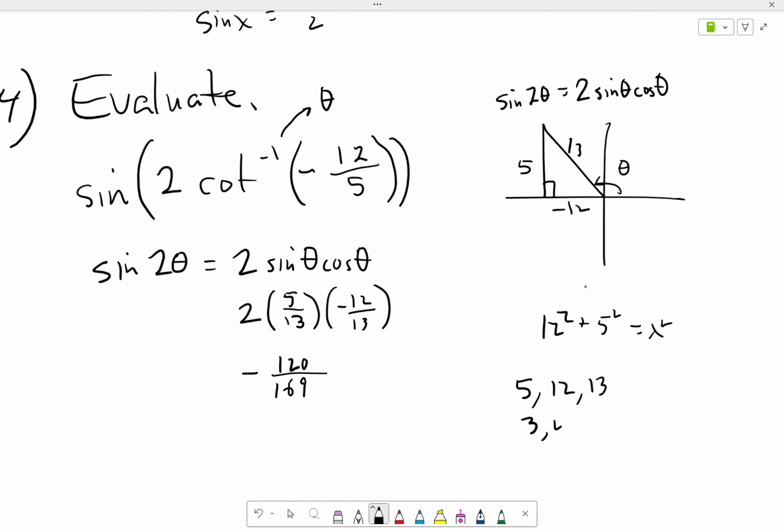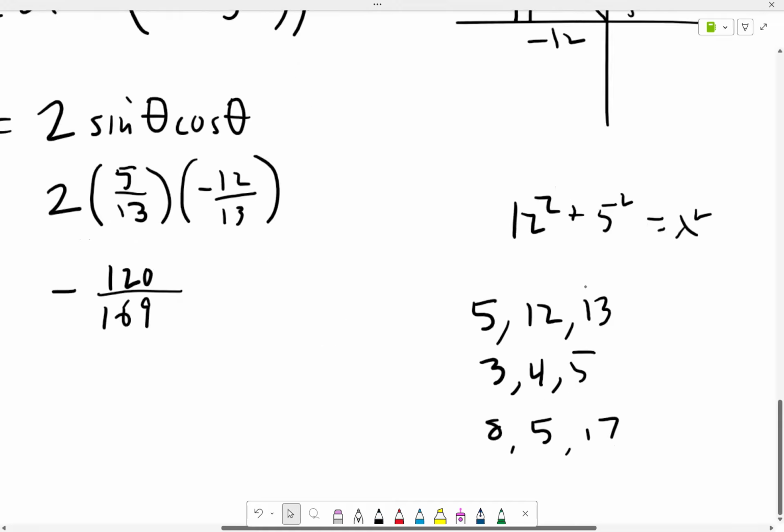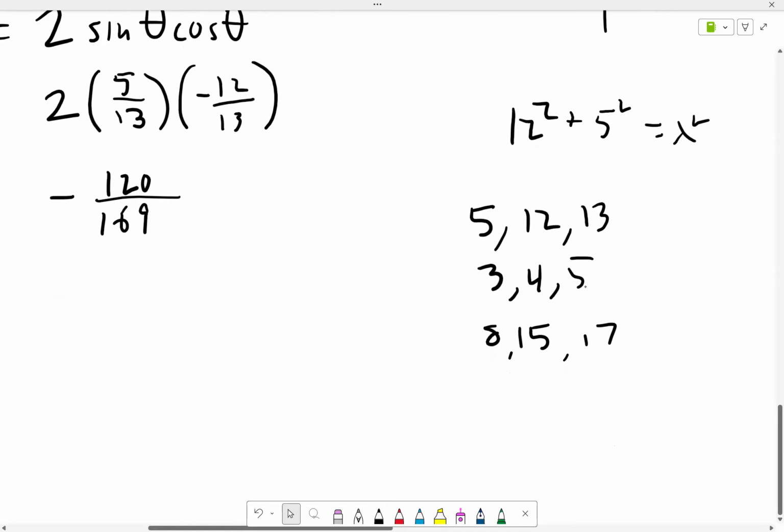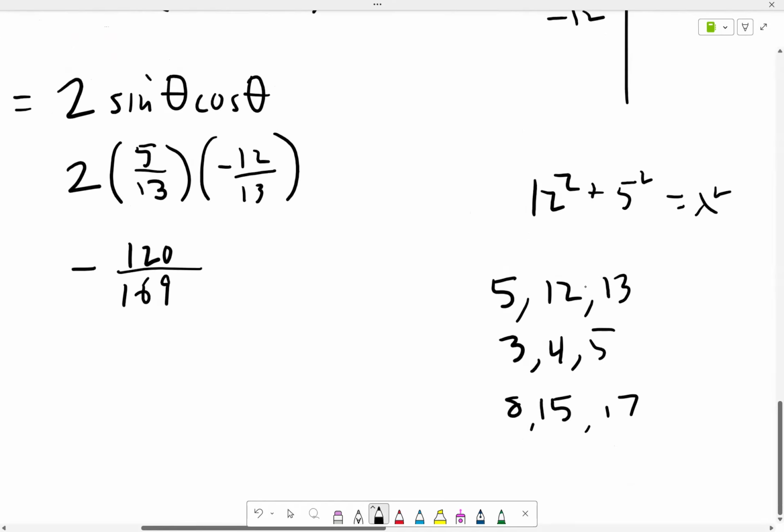3, 4, 5. What was that? 8, 5, 17. Is 8, 5, 17 even a triangle? Why is that an impossible triangle? 8 plus 5 is less than 17. Yeah, it's not even a triangle. 8, 15, 17 is a triangle. Okay, what's yours? And 7, 24, 25. I'm going to put this up here.